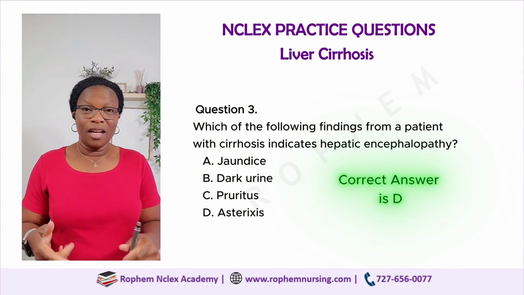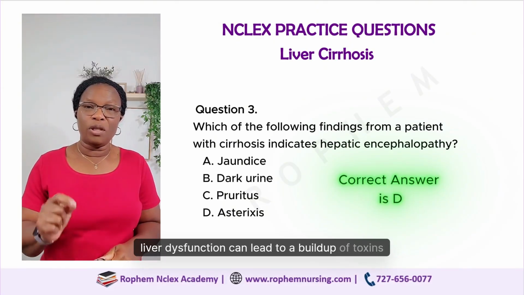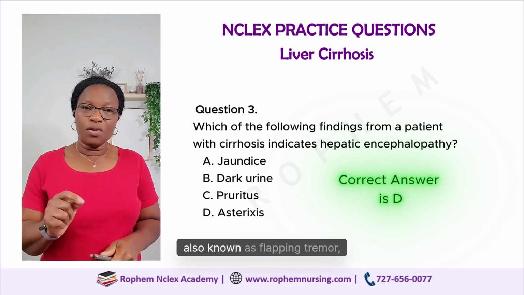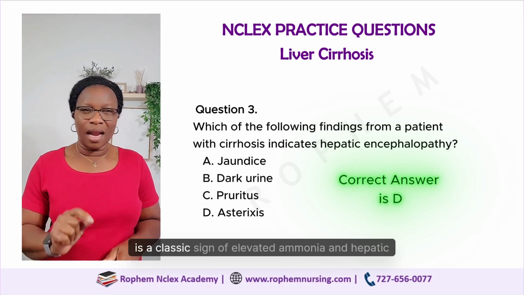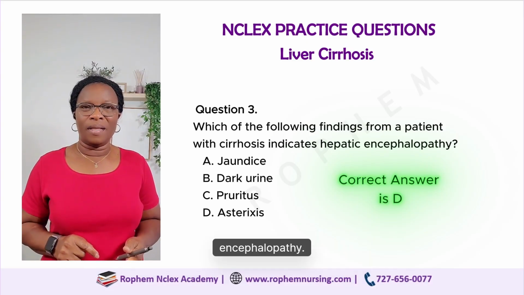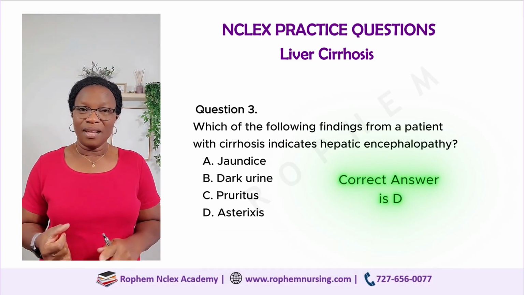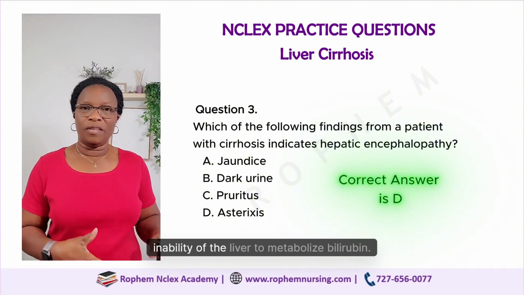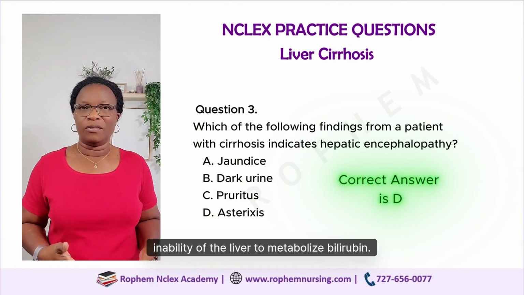This is the reason: liver dysfunction can lead to a buildup of toxins like ammonia. Asterixis, also known as flapping tremor, is a classic sign of elevated ammonia and hepatic encephalopathy. Jaundice, dark urine, and pruritus are all due to the inability of the liver to metabolize bilirubin.